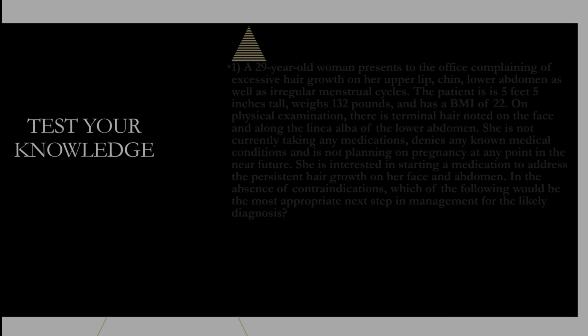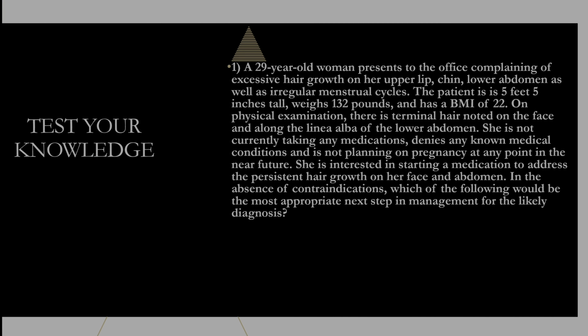Now that we have our mnemonic, let's do a few quick questions to test your knowledge. Question 1. A 29-year-old woman presents to the office complaining of excessive hair growth on her upper lip, chin, lower abdomen, as well as irregular menstrual cycles. The patient is 5 feet 5 inches tall, weighs 132 pounds, and has a BMI of 22. On physical examination, there is terminal hair noted on the face and along the linea alba of the lower abdomen.